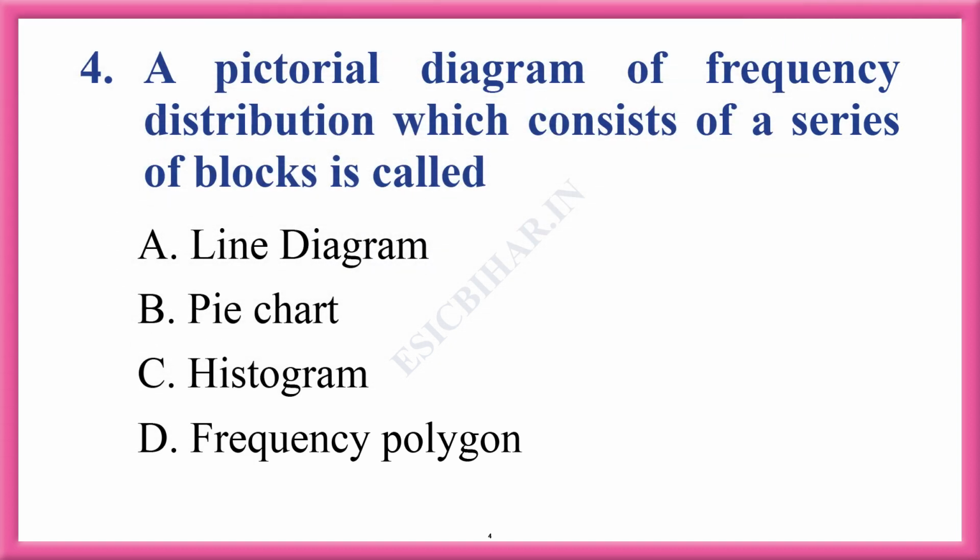Question 4. A pictorial diagram of frequency distribution which consists of a series of blocks is called A. Line diagram, B. Pie chart, C. Histogram, D. Frequency polygon. And answer is A. Line diagram.